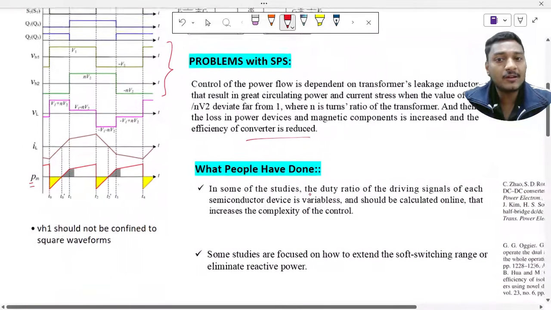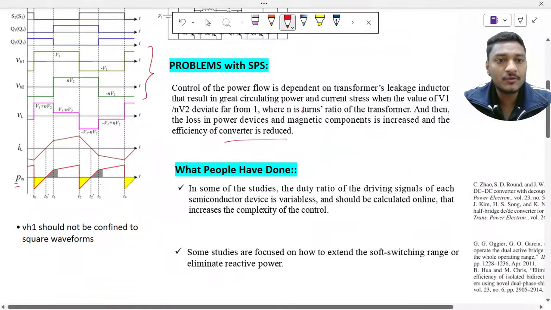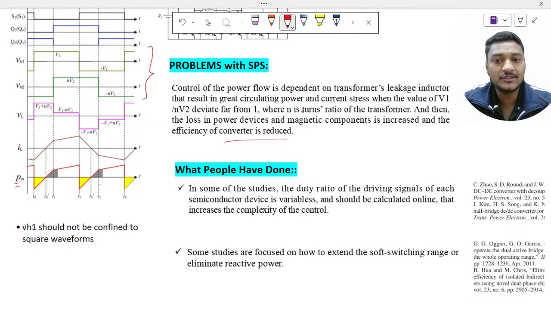What people have done: basically people know that ZVS has some particular range. So if we need to overcome this particular problem, people have started to find some solution. People have not directly jumped to the extended phase shift modulation. Okay, so this is the thing which we are going to discuss in this video, but people have not directly jumped. People have observed that there is a problem with the soft switching.